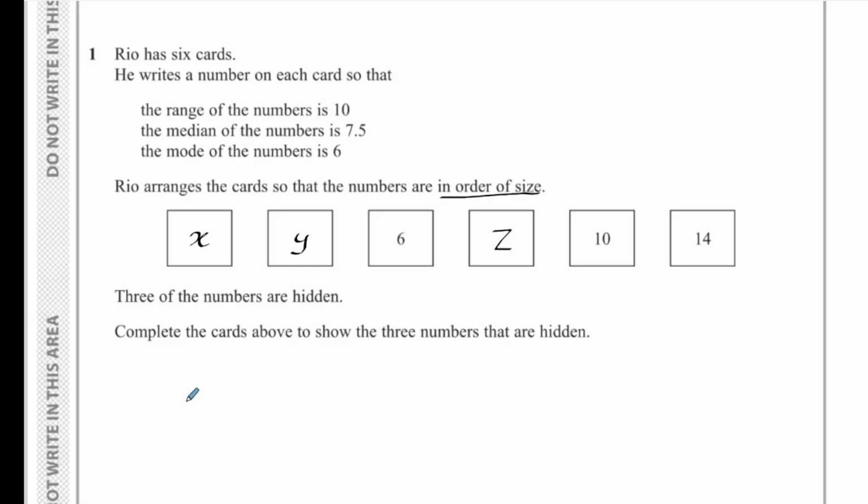Let's see now, the range of the numbers is 10. How to get the range? The range equals largest minus smallest. Right, what is the largest number? The largest number is 14. Smallest number we don't know, we get it as X, so the range is given as 10.